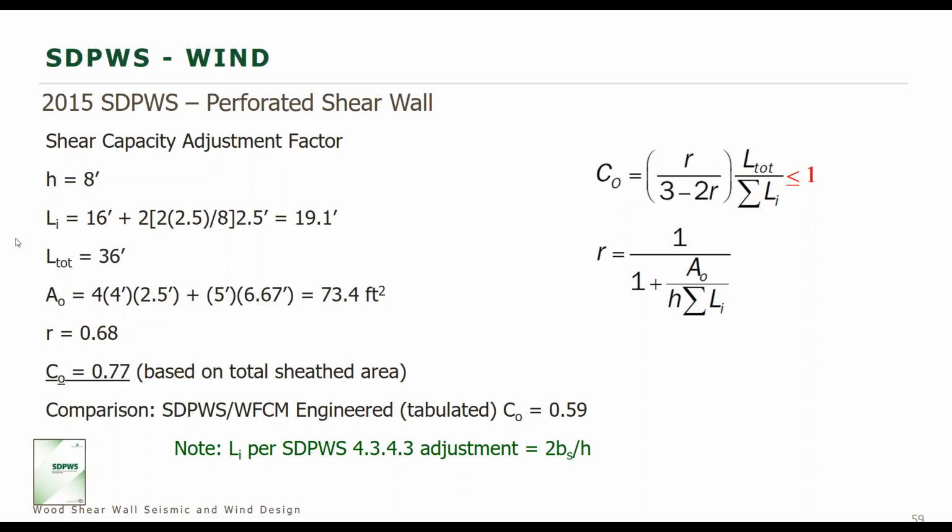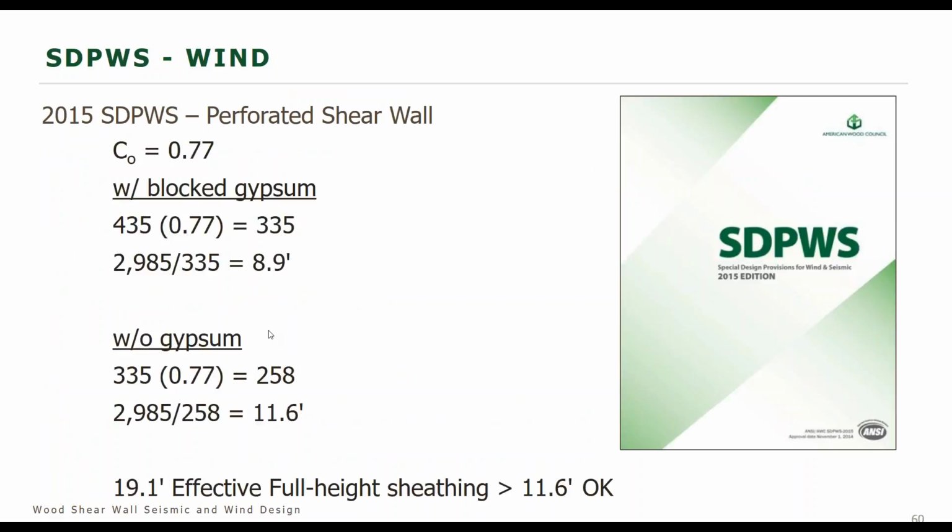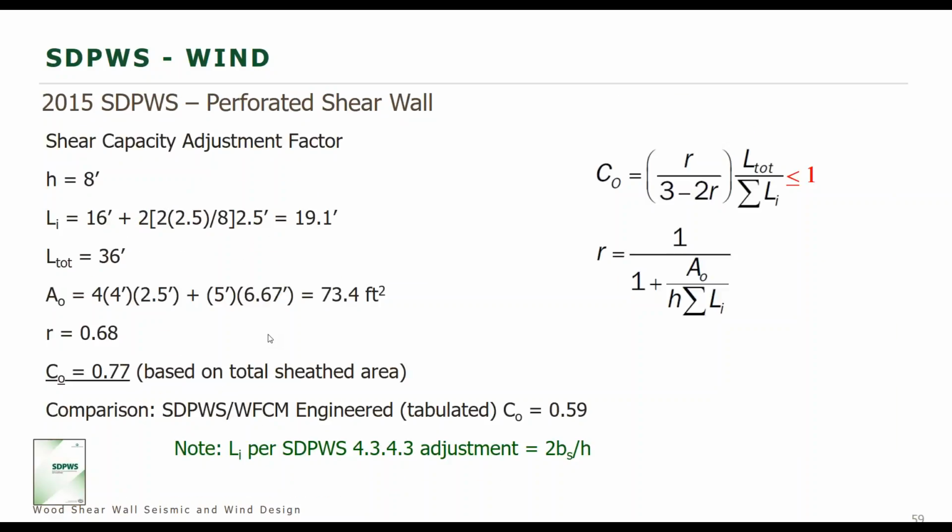This L sub i, as we talked about, is the effective shear wall segments, the full height segments. L sub total is our total wall length between our hold downs. Again, A sub o is that total area of openings, and then r is the sheathing area ratio. So we calculate a C sub o of 0.77.